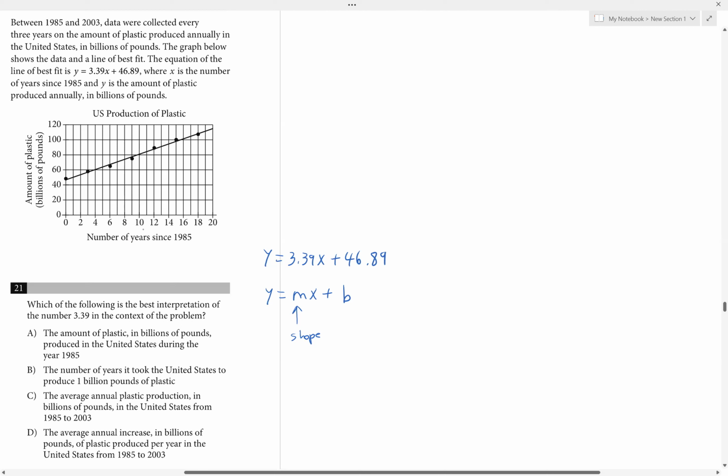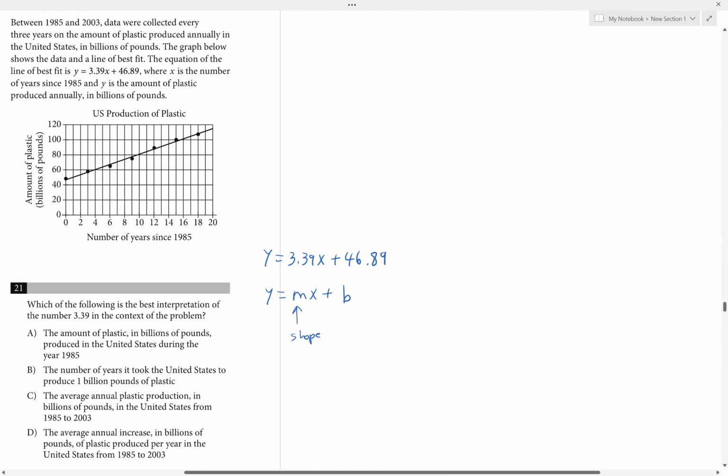So in this modeling question, that means as the number of years increases by 1, for each year, how much additional plastic do we produce? That should represent the amount of plastic produced per year. Per each additional year, how much more plastic are we producing? So it's a rate of change. Let's go through the answer choices and see which one says that.